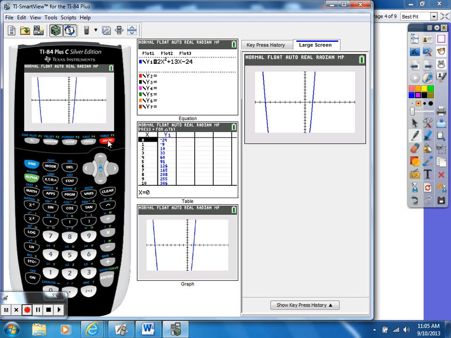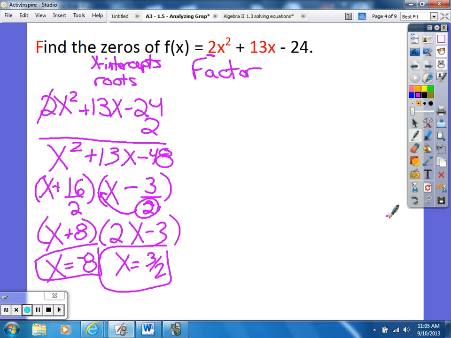So it looks like it's at -8 and about 3/2, right? Hey, look, that's what I had. Now, we don't know it's exactly 3/2 unless we do this work. That's why you have to show that work.